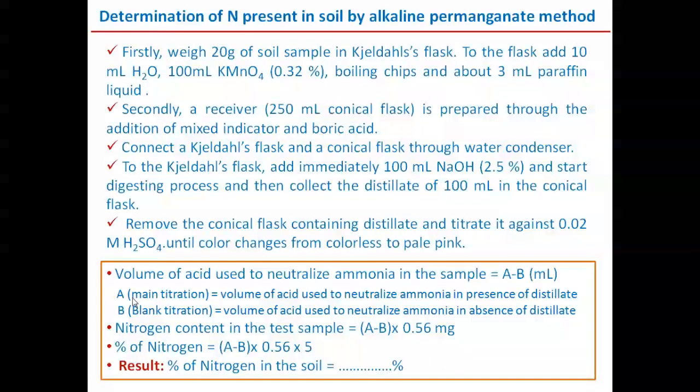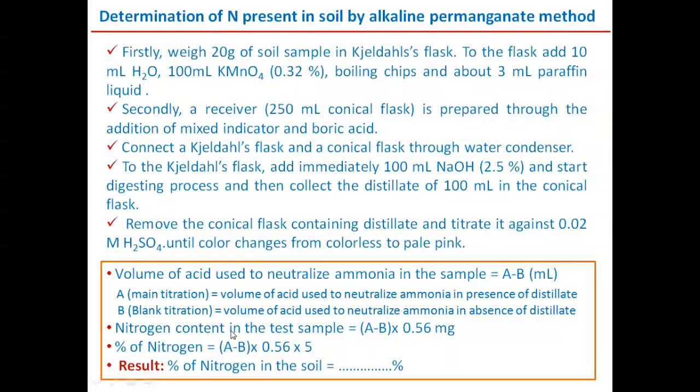What is main titration and blank titration? Main titration is the value of the acid which is used to neutralize ammonia in the presence of distillate, that is in the presence of ammonia which is liberated during the digestion process. In the blank titration, it is the value of the acid which is used to neutralize ammonia in the absence of distillate. So that is A minus B, which gives us how much acid is used to neutralize ammonia present in the soil sample. That's what it is, A minus B.